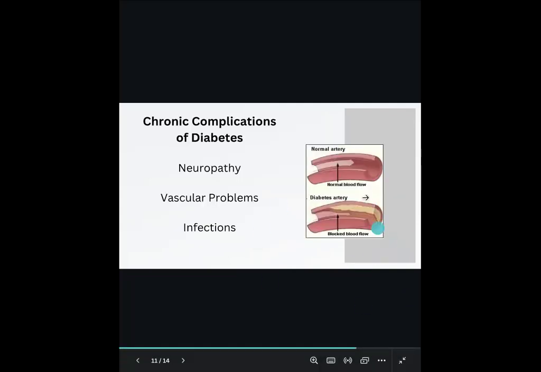Okay. Chronic complications of diabetes. So three of these are neuropathy, vascular problems, and infections. So neuropathy, if you remember, is that numbness and tingling and muscle weakness that comes. And one of the reasons for this is because the blood sugar is damaging the blood vessels which supply energy to your neurons. And so if those blood vessels are damaged, then the neurons will also be damaged. And that is one of the reasons for this neuropathy.